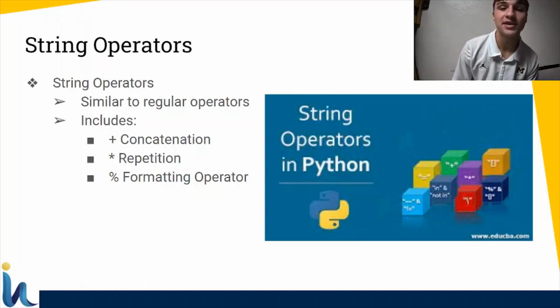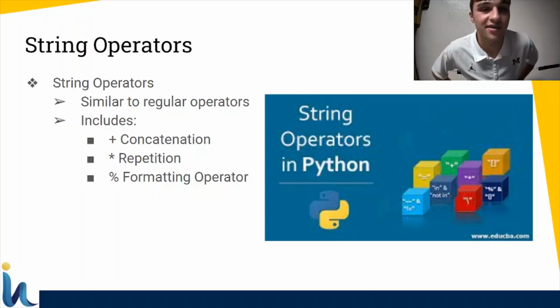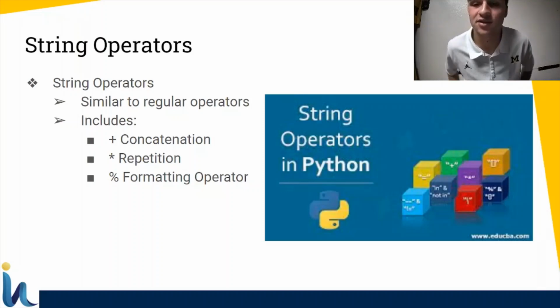Star will repeat strings over. I'll give you examples in the next slide, but if you wanted to repeat the word echo, you could write echo times 3, or print echo times 3. And then the percent symbol is the formatting operator, which allows you to do a lot of complex things with strings.